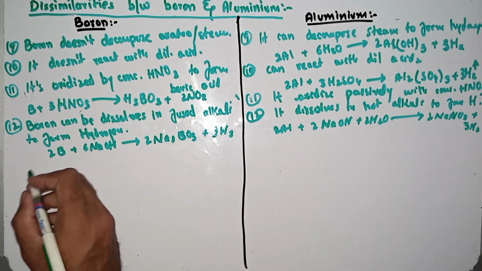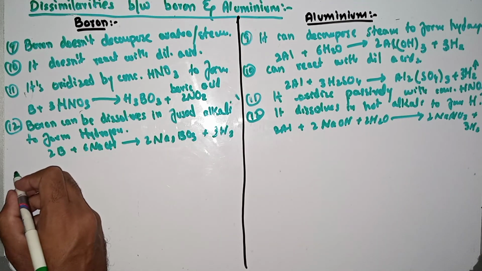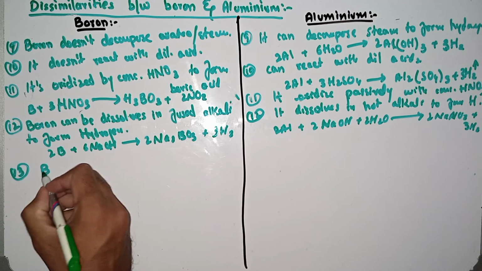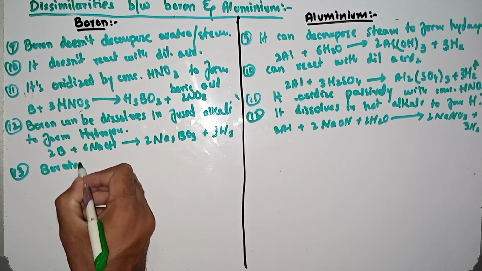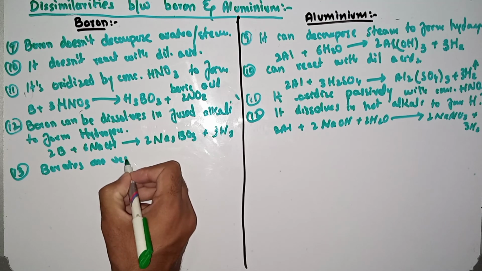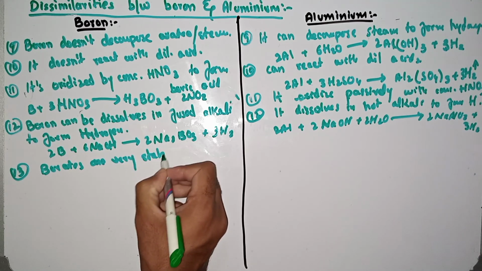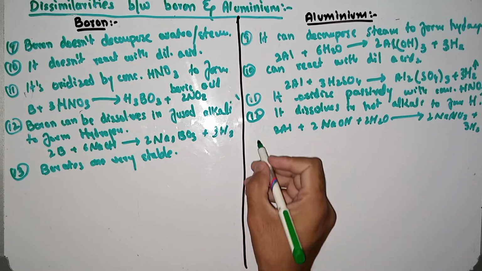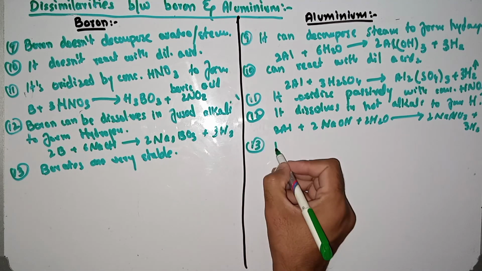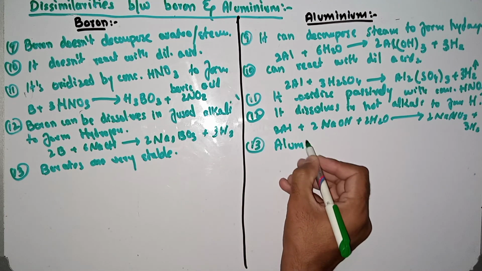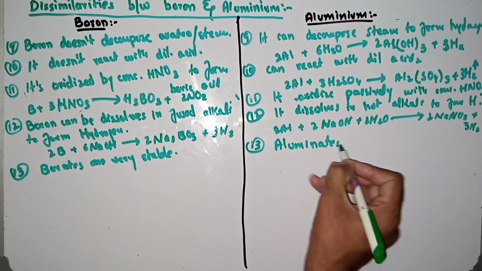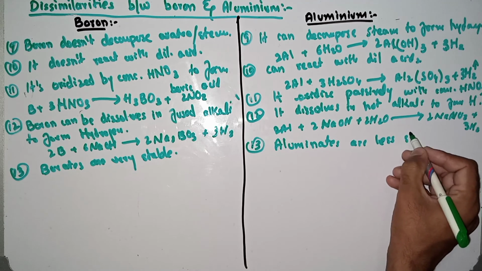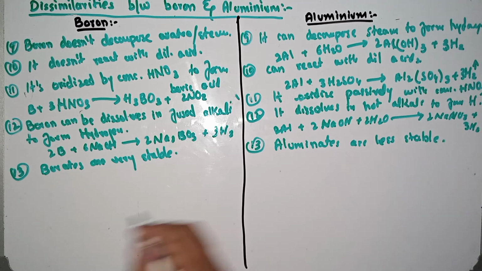Also, borates are very stable. Borates are the compounds of boron. While aluminates, the compounds of aluminum, are not as stable. Aluminates are less stable, while borates are more stable.